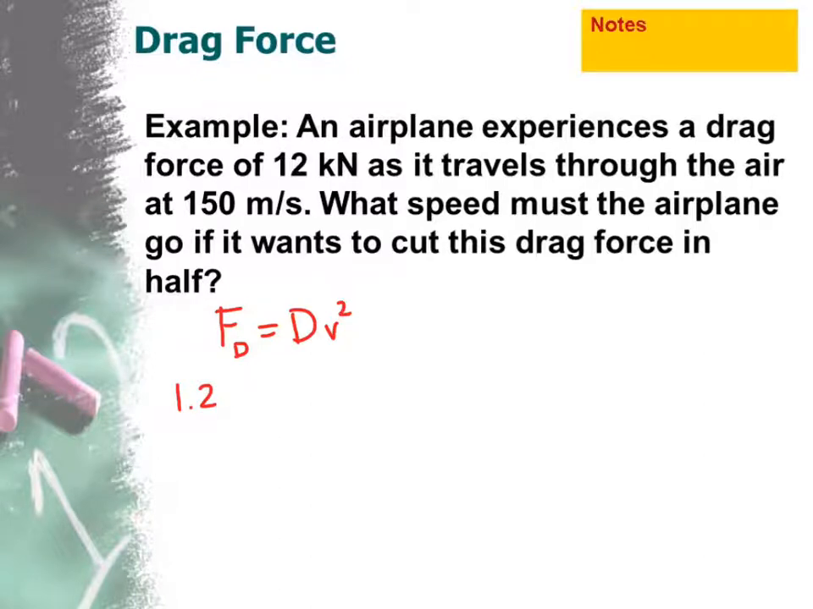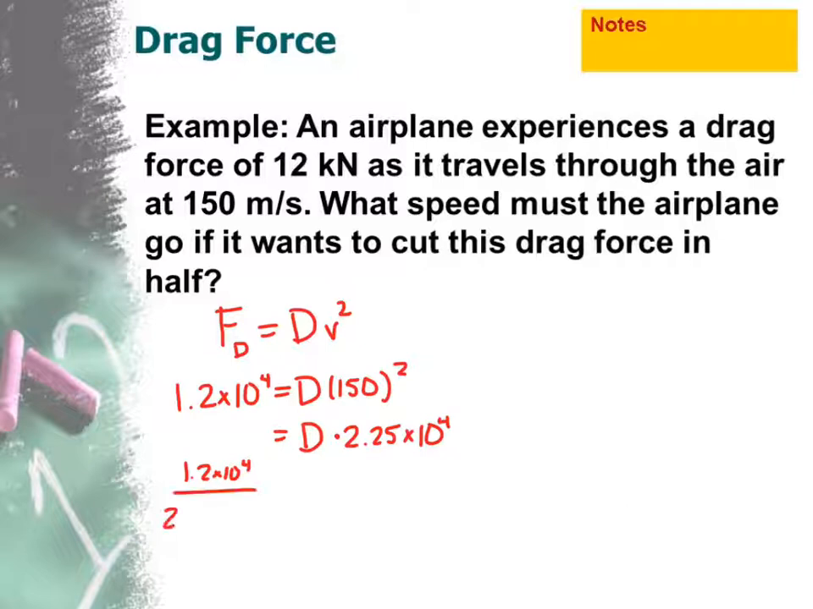Let's go ahead and plug in what we know. We know 12 kilonewtons, so that's 1.2 times 10 to the 4th newtons, equals our constant d times 150 meters per second squared. Okay, well, that's equal to d times 2.25 times 10 to the 4th. All right, so let's go ahead and find d by dividing both sides by 2.25 times 10 to the 4th. And when I do that and simplify, I get a value d equals 0.53.